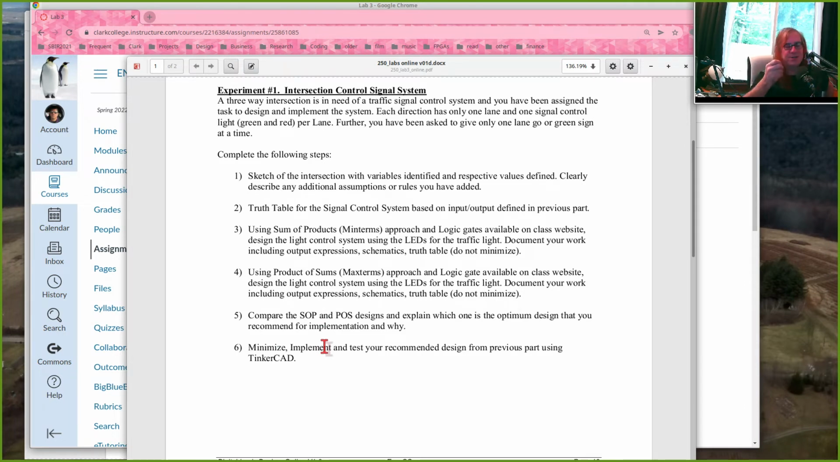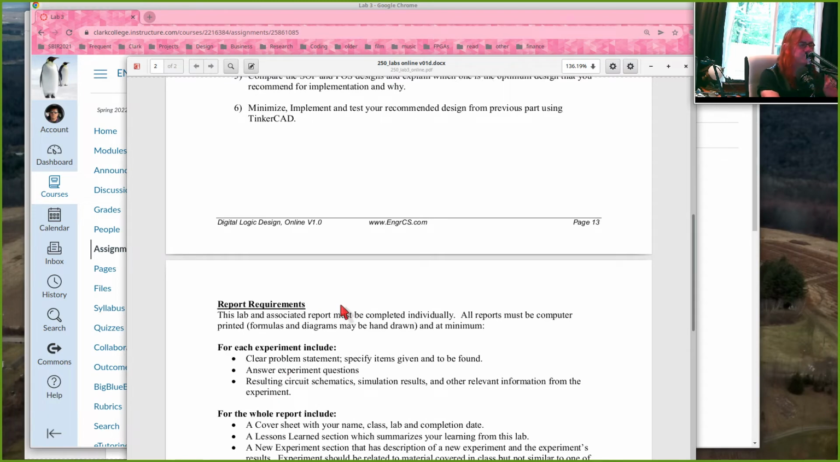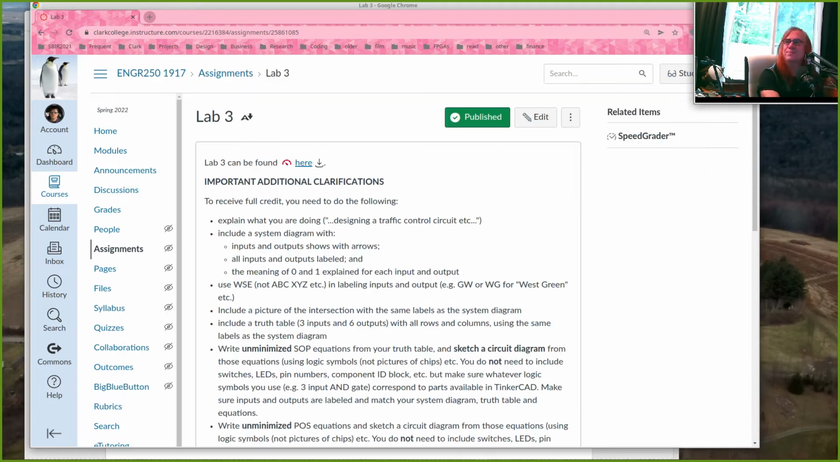A few people already implemented their circuit in Tinkercad for Lab 2, which is great. You're ahead of the game. But this is going to be very specific. All right, it's one experiment, so all 100 points rest on this one experiment.